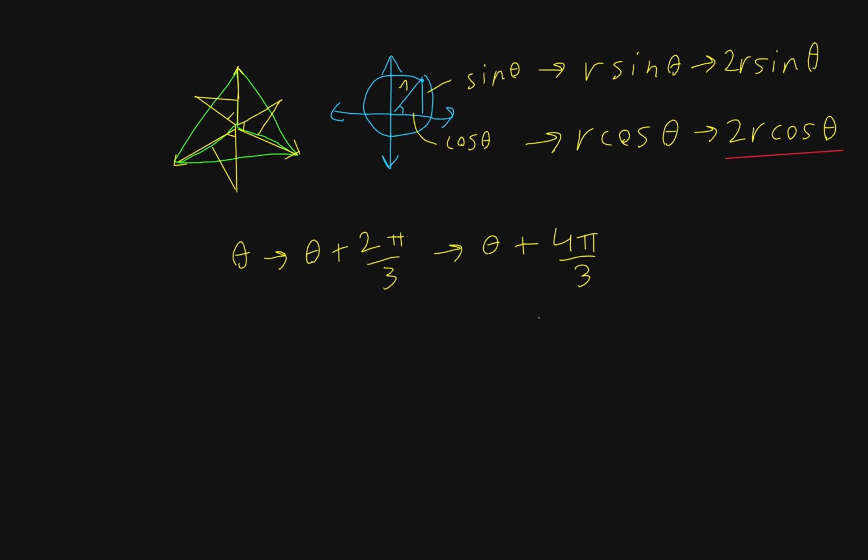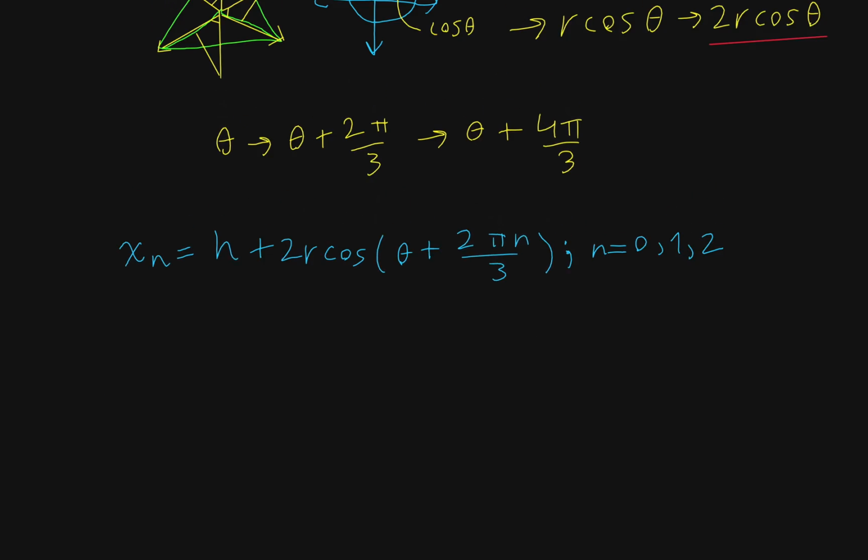Okay, and now let's not forget about our center. So what we have is x of n is equal to, our center, its x-coordinate is h, that's the inflection point essentially, h plus 2r cosine of theta plus 2 pi n over 3, and this is for n equal to 0, 1, and 2. So this is our general formula for finding the roots of such a cubic equation.